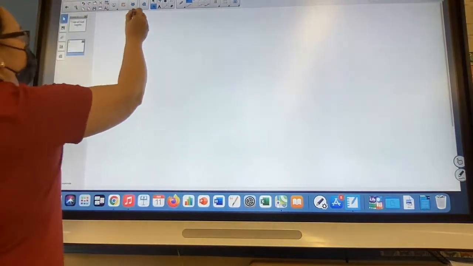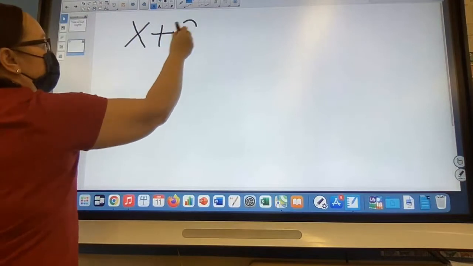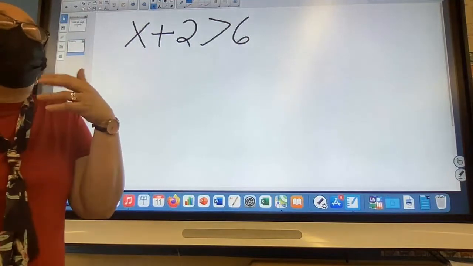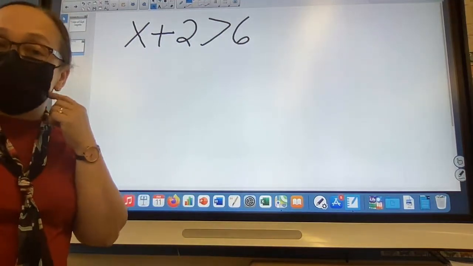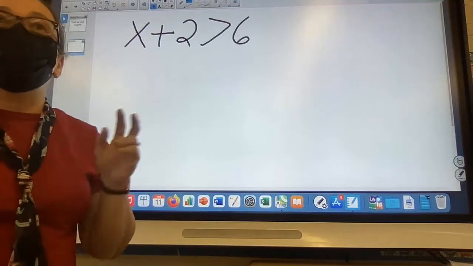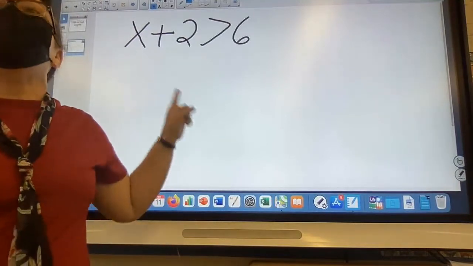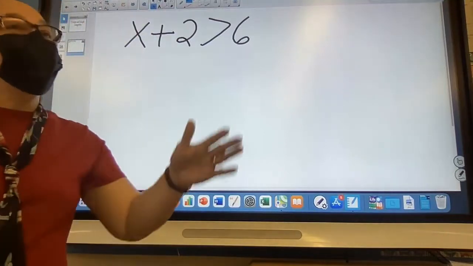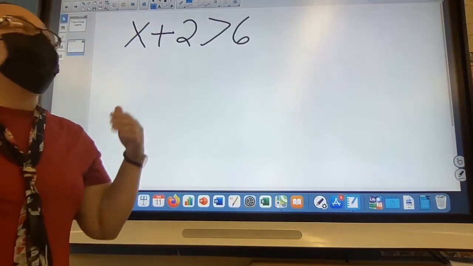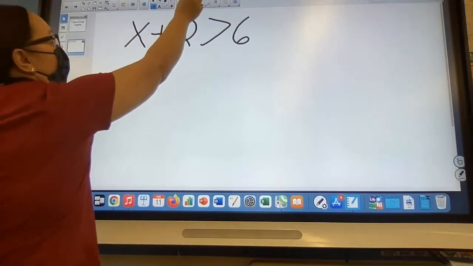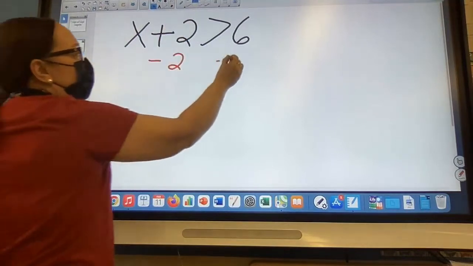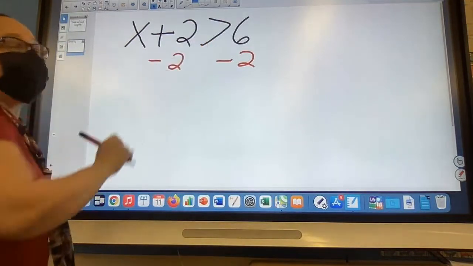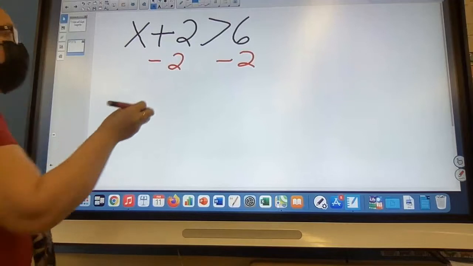So let's say, for example, I have x plus 2 is greater than 6. Using the equation strategy that we have, inverse operation, what should I do on both sides of this inequality? Minus 2 to both sides of the inequality. That's correct. So we're going to have minus 2 here, and it should be on both sides of the inequality. The only difference with this, instead of the equal sign, we have that greater than sign.